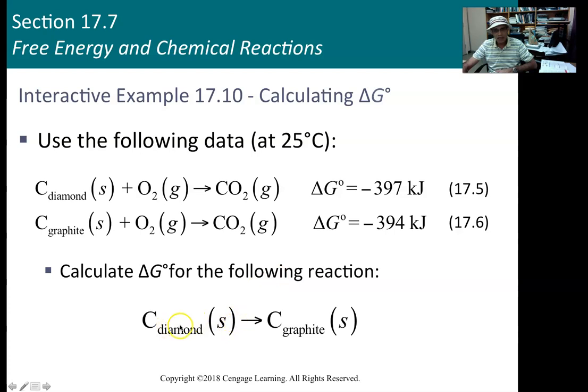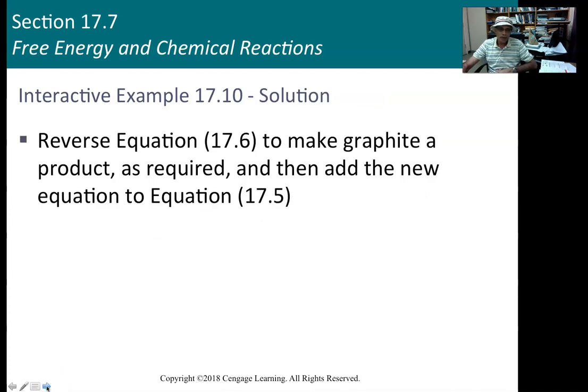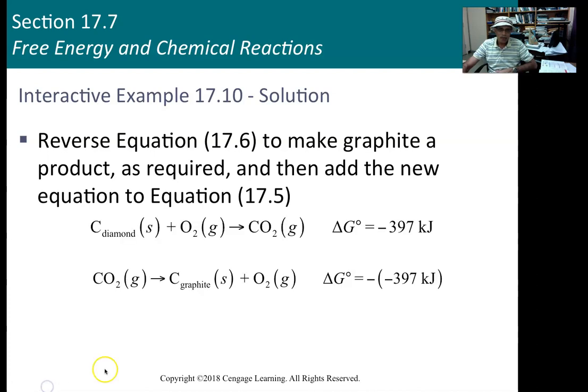the final value. Now, when you are reversing any equation, remember that the same principle applies here. You have to change the sign. And if you're multiplying by a constant, you have to multiply the value of energy by that constant. So in this equation, you have to reverse one of the equations, which is equation 17.6, the bottom part, this one. And notice that the sign will change.